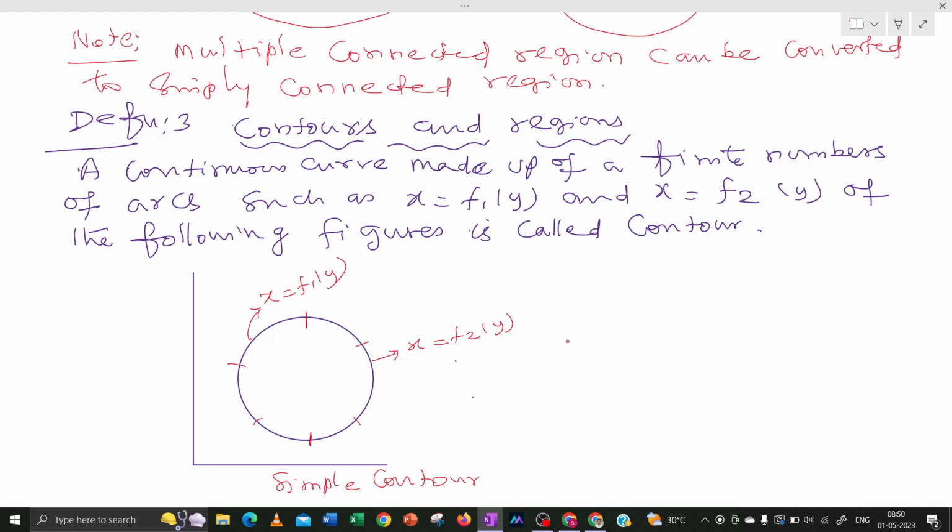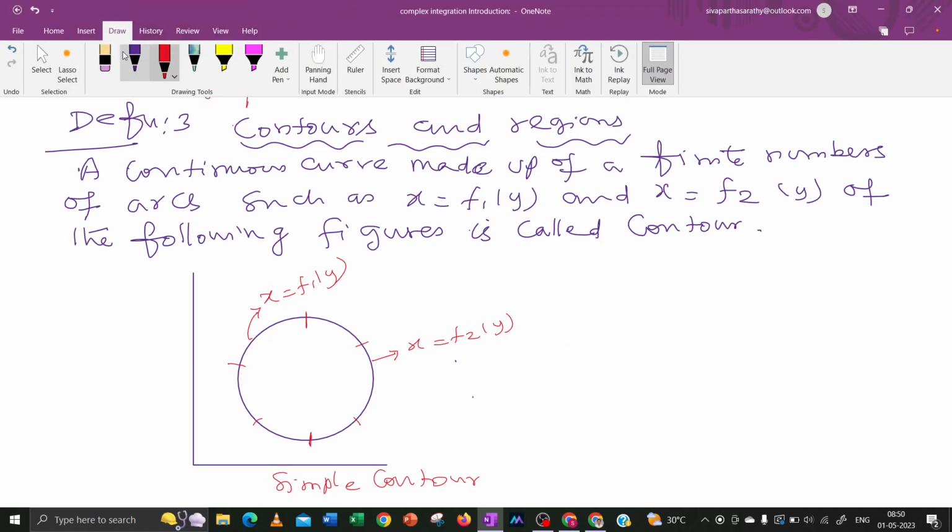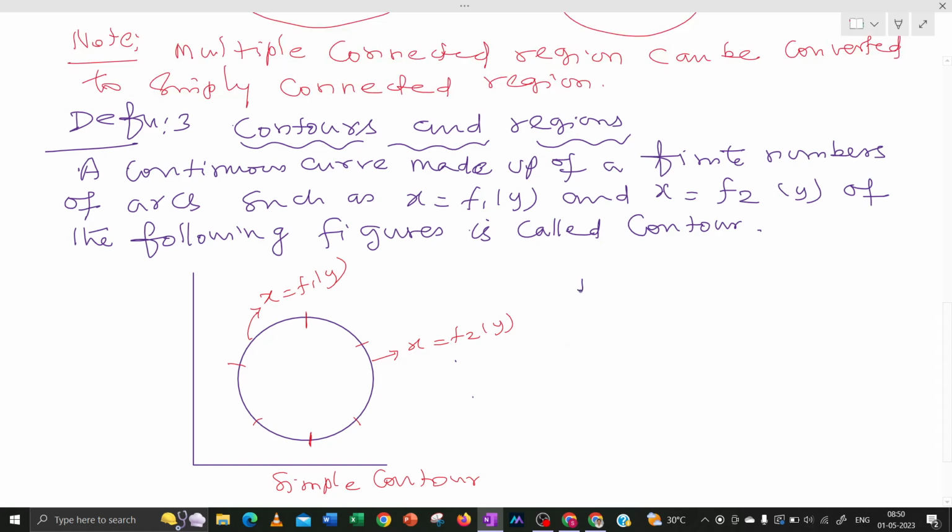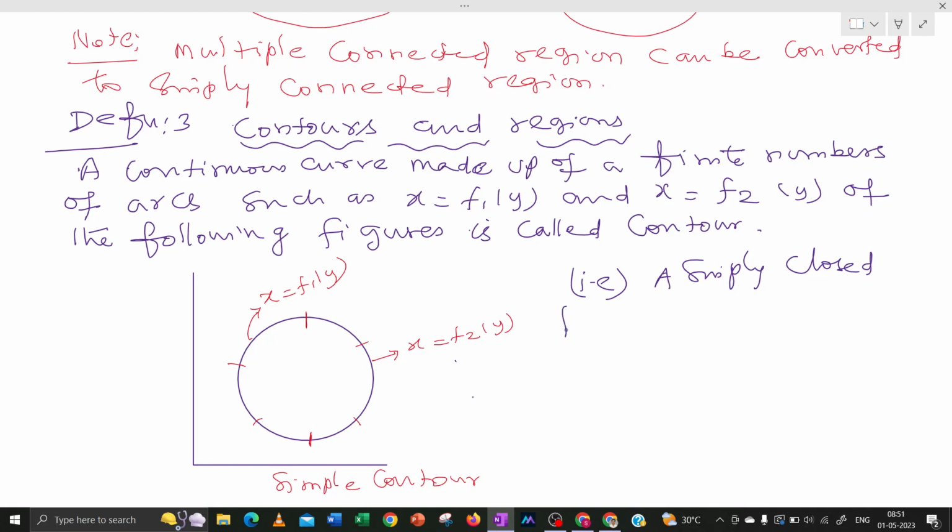Very simply, we can say that what is meant by contour is simply closed paths. Simply closed paths are called a contour.